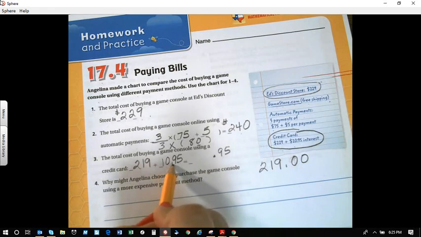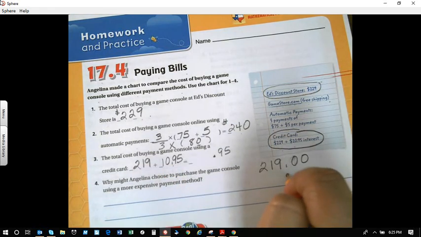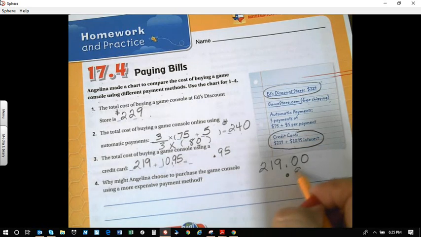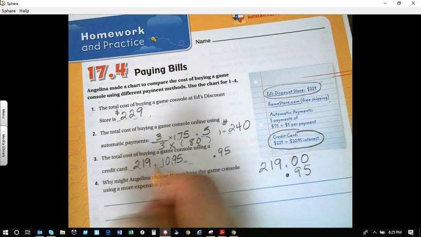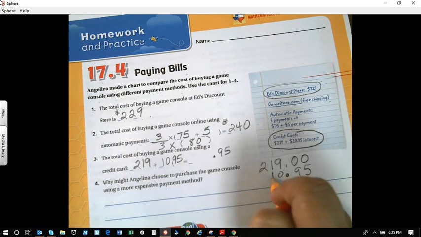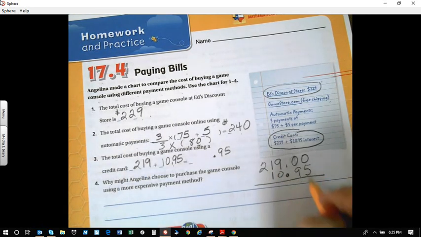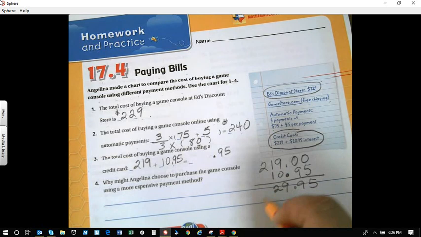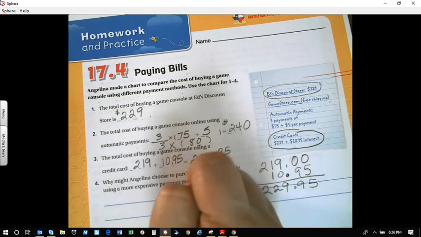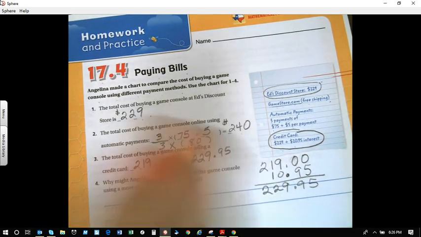Look at my $10.95. I'm going to put my decimal down, putting my 95 cents on this side for my tenths, hundredths, and thousandths place. And then I'm going to put my $10 here. And then I'm going to add that up. So it's the 95 cents. I have a 9, I have a 2, and I have a 2. So I have $229.95.